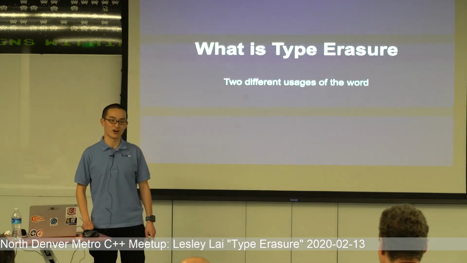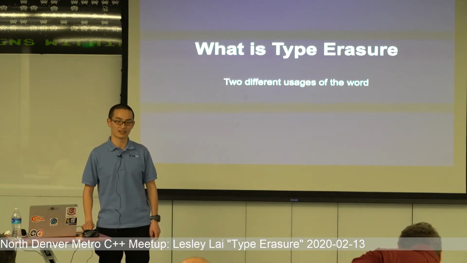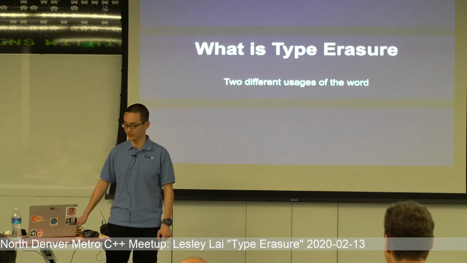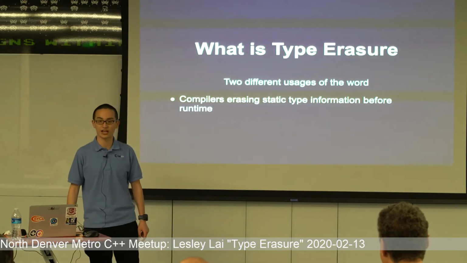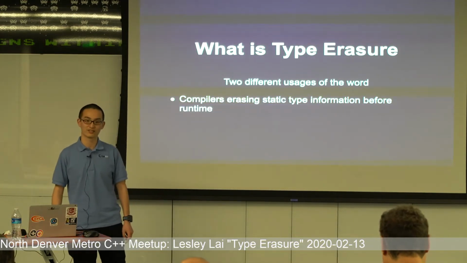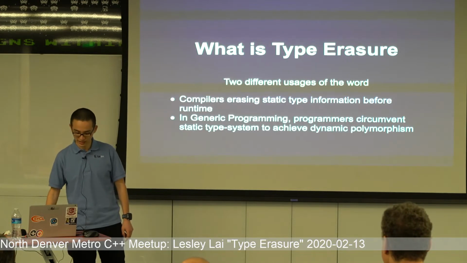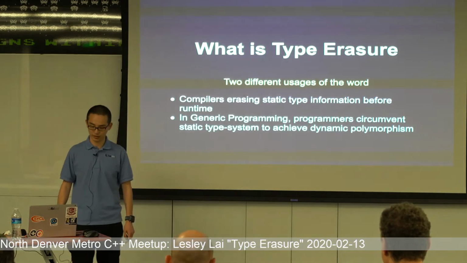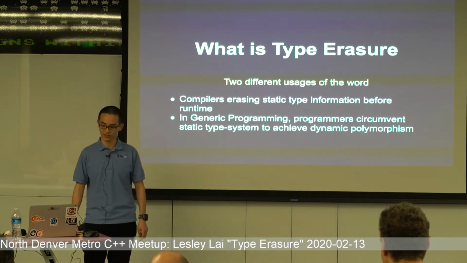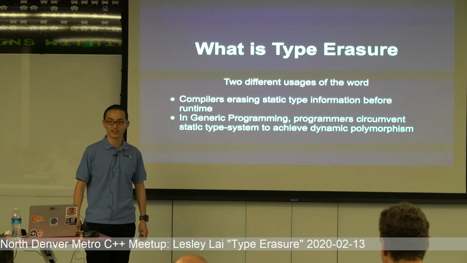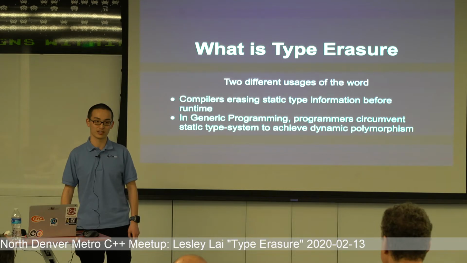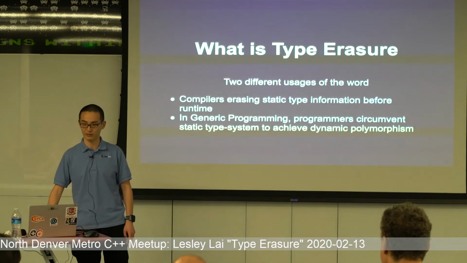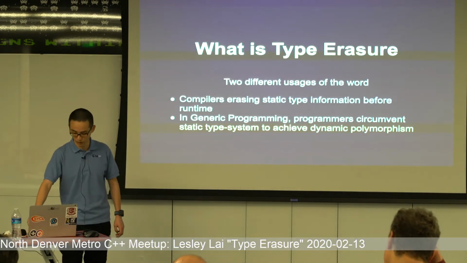So type erasure, like almost all terms in computer science, is severely overloaded with different meanings. The first meaning is compilers erasing static type information before runtime. We will explain that later. The second meaning is in generic programming, where programmers circumvent the static type system to achieve dynamic polymorphism. But even with the second meaning, different languages like C++ or Java have different interpretations of what exactly type erasure is, but I think this is the general point.